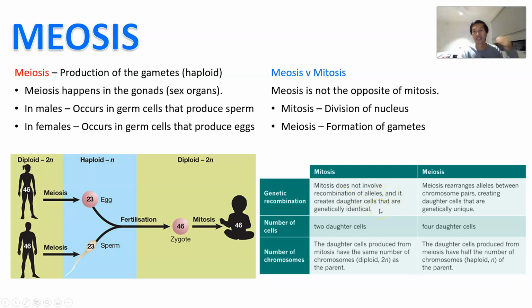Okay. So mitosis does not involve the recombination of alleles, and it creates daughter cells that are going to be genetically identical, right? You get two daughter cells as a result, and then the number of chromosomes produced from mitosis is going to be the same as the parent. And that makes a lot of sense. If your cells are replicating, you want to have the same number, okay?